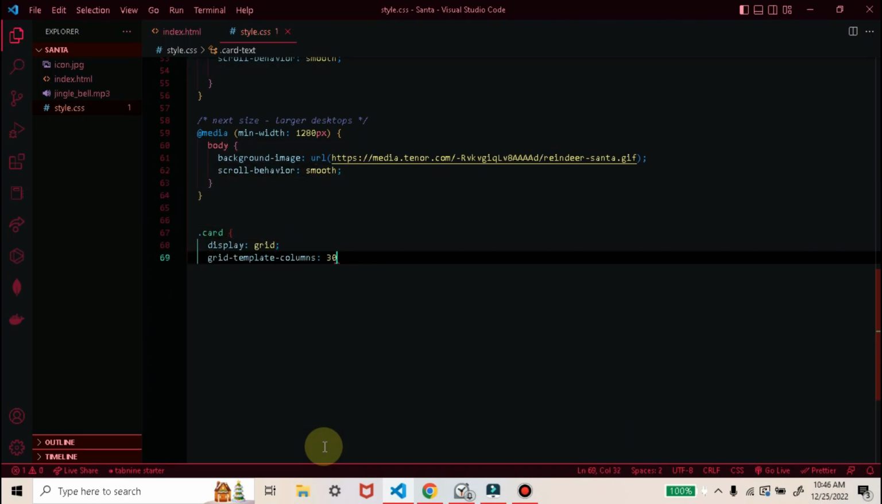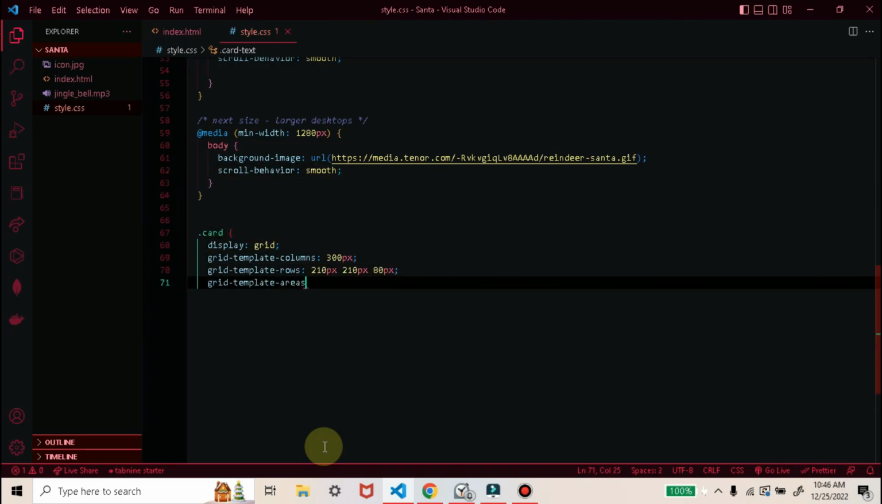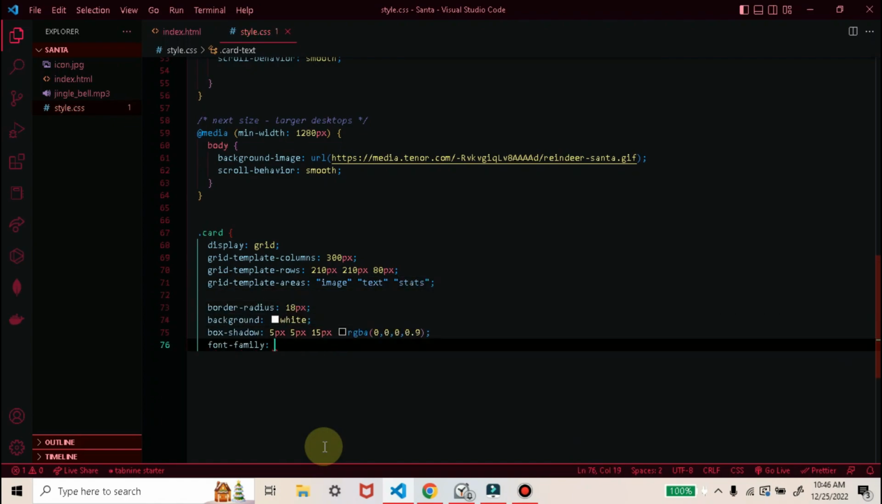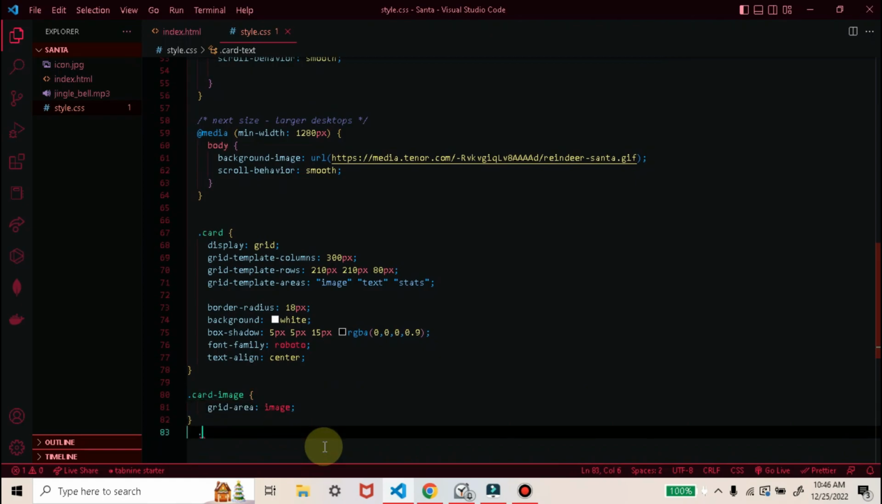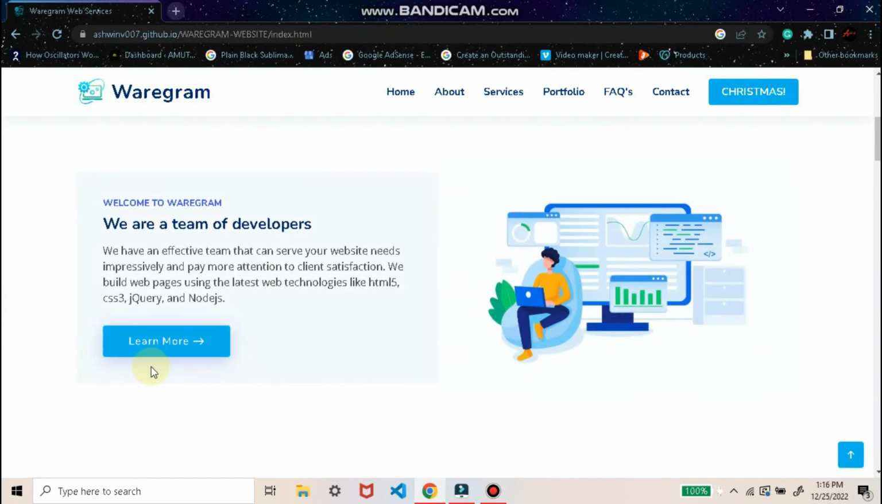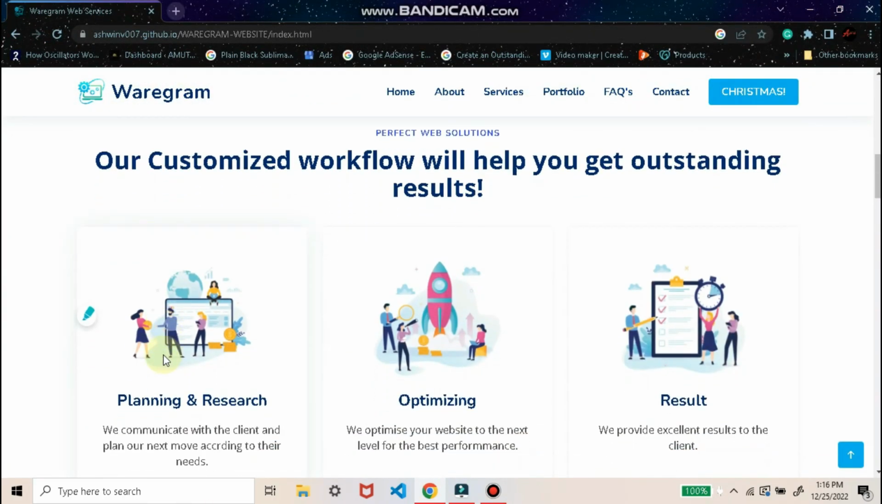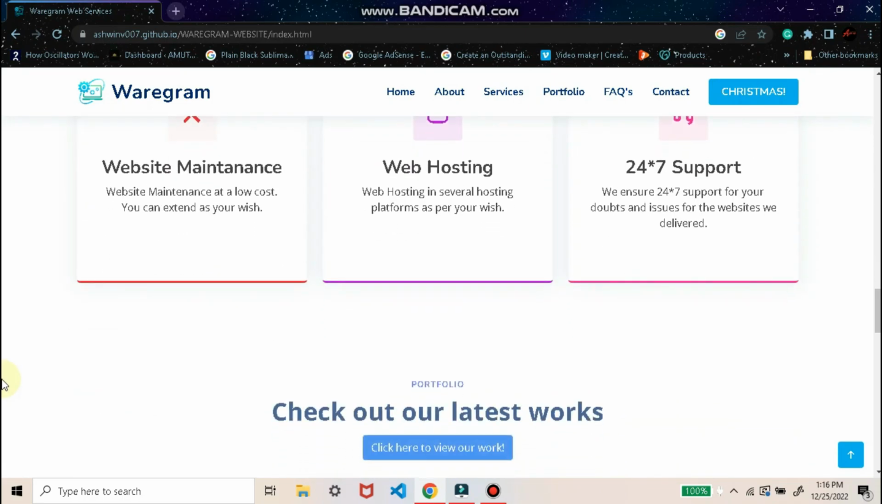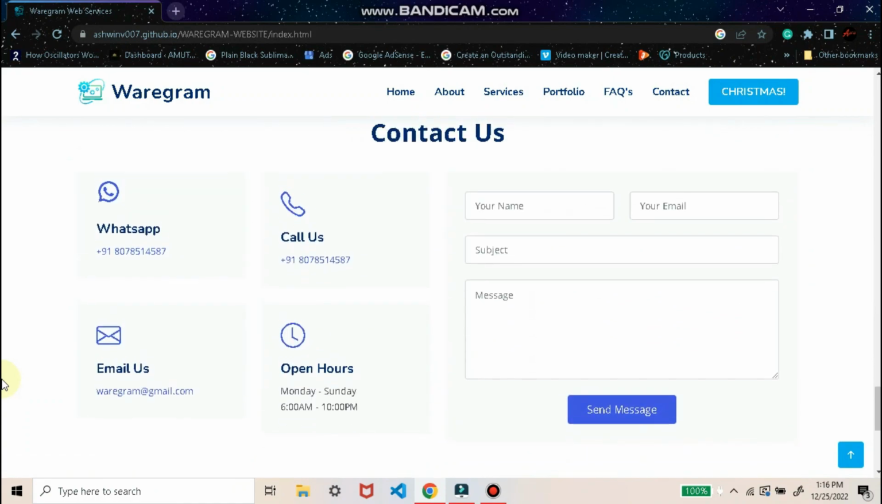Next, I added some cards to the website. These cards featured brief descriptions of different Christmas traditions and activities. I also included a link to Waregram's website, which is a web design and development company that offers SEO and automation services too. We also have Christmas offers, so I thought of redirecting the viewers to the site.